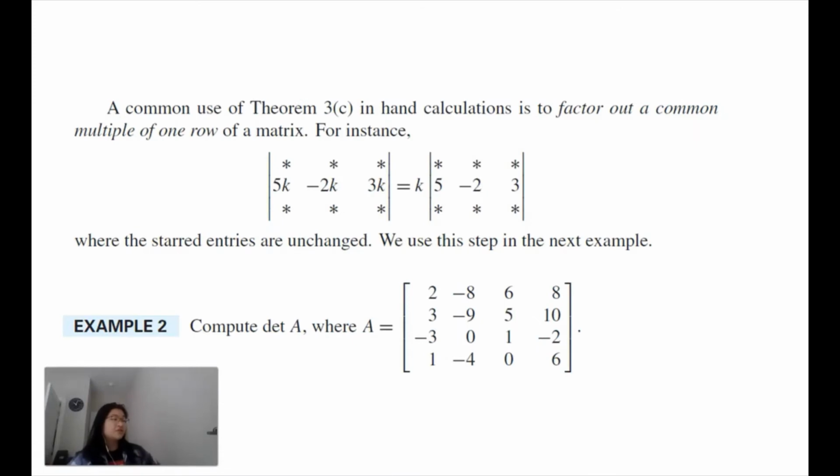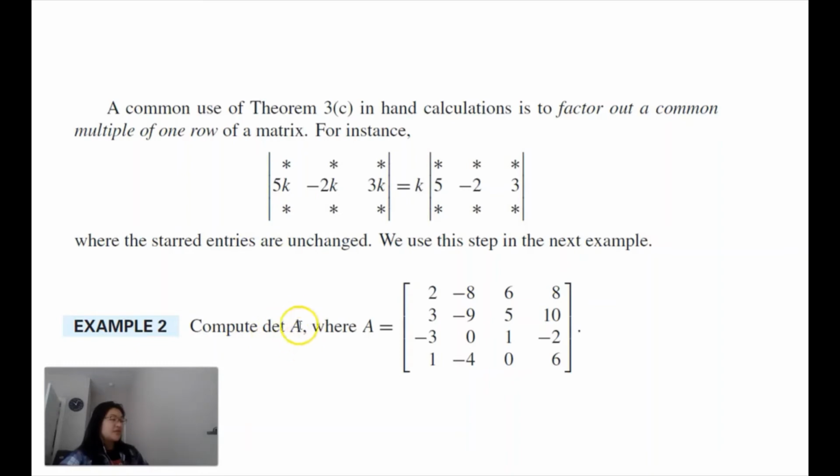A common use of this last part, where we're factoring out our scalar, in our hand calculations, is to factor out a common multiple of one row, and then you're good to go. Your determinant here and your determinant here, they're the same.